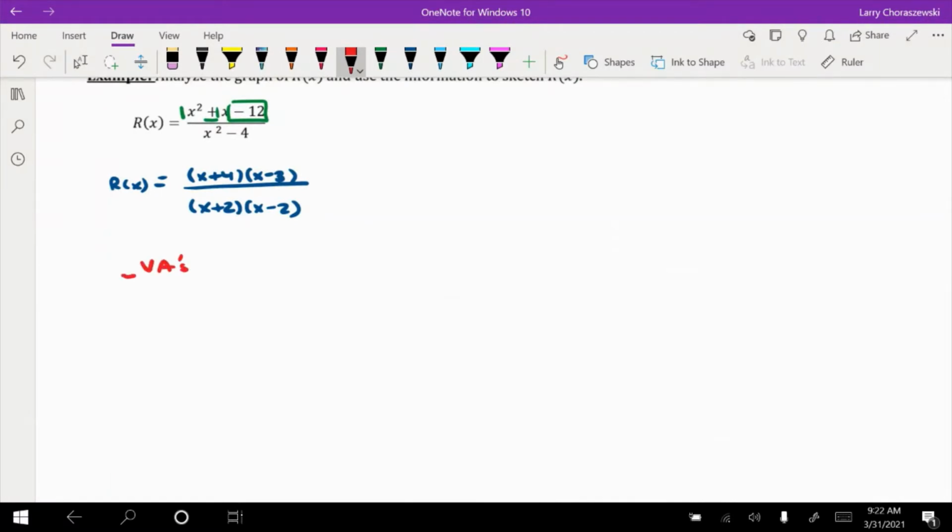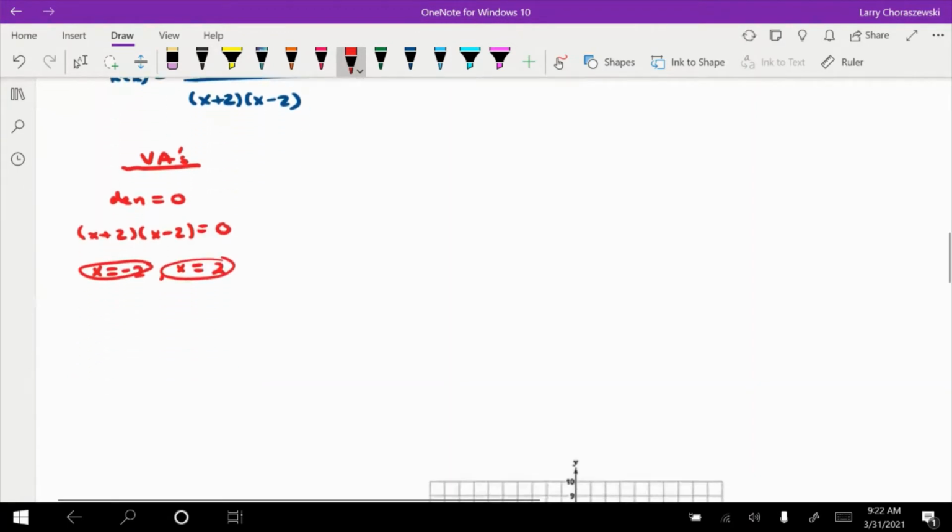Let's see if this thing has any vertical asymptotes. The strategy for finding vertical asymptotes is to set the denominator equal to 0 and solve for x. Now you'll want to use the factored form version because it's a little quicker to solve for x that way. By setting each factor equal to 0 and solving for x, we'd see that this graph is going to have two vertical asymptotes. Okay, so negative 2 and positive 2.